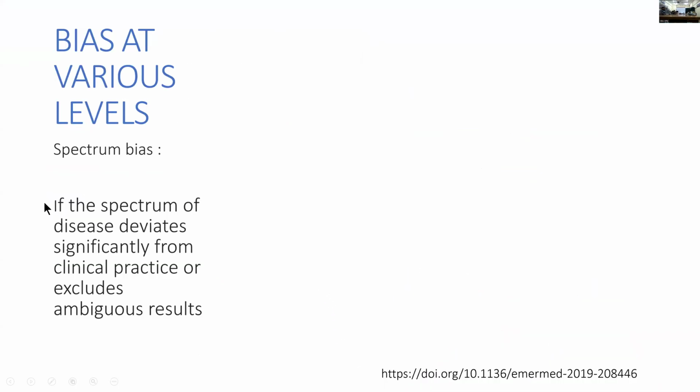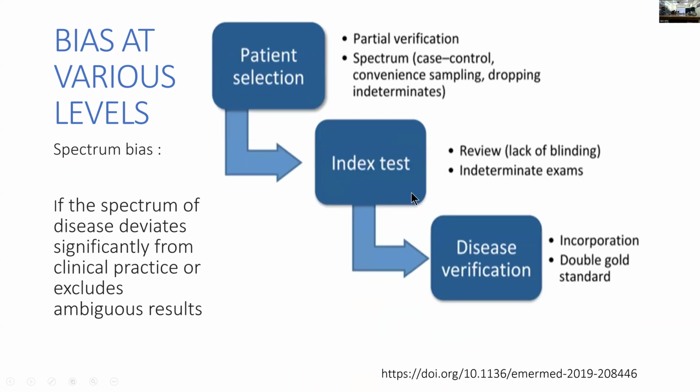Another type of bias is spectrum bias. Spectrum bias is when the disease spectrum is not like the clinical scenario, or what we see in practice. This is the spectrum bias. There can be different types of spectrum bias. It can happen due to predominantly three things. We will look at that.